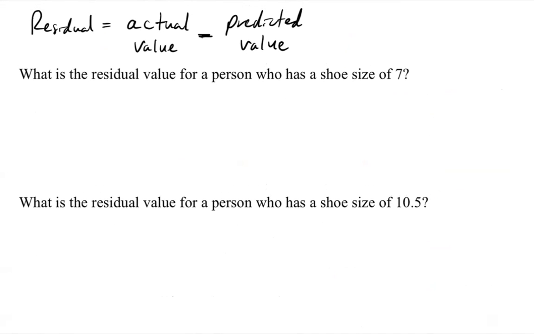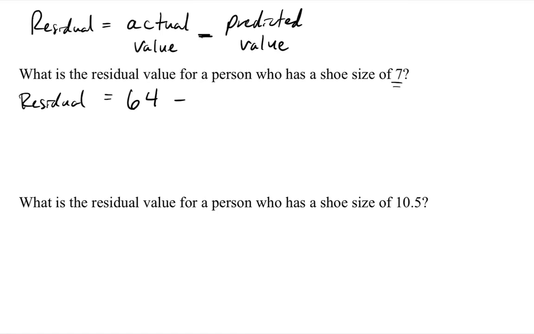So what's the actual value? It's not going to be 7. It's going to be what they were. So for the residual, what was their actual value again? Not 7, I already know that. It was 64. Okay.